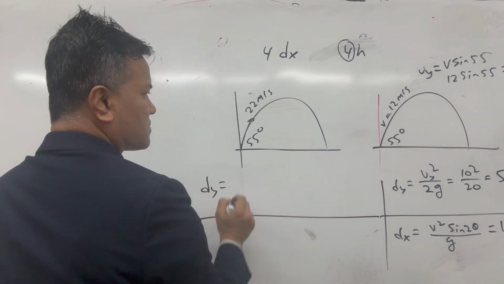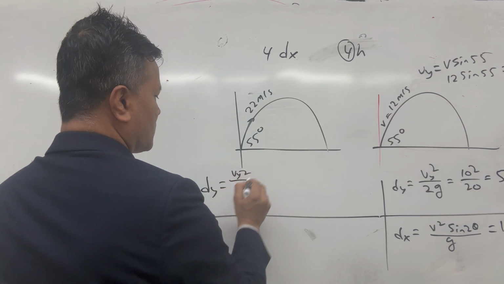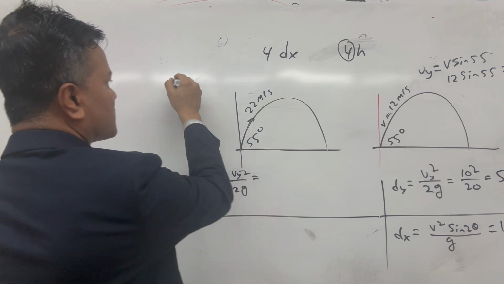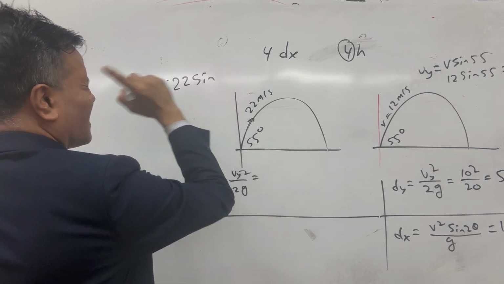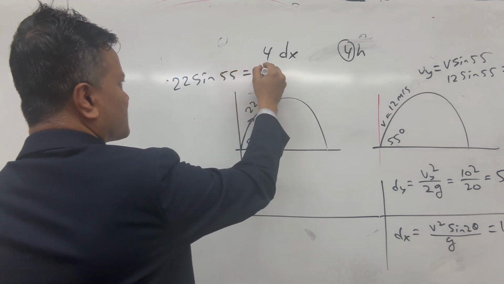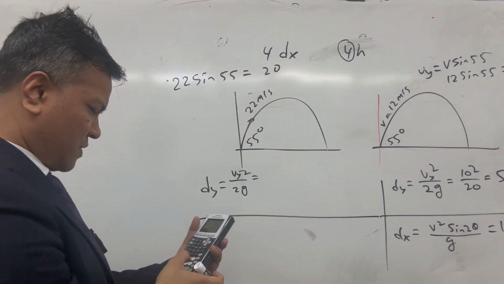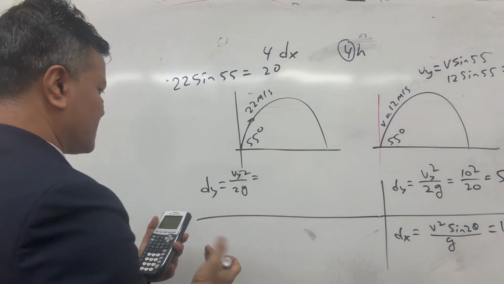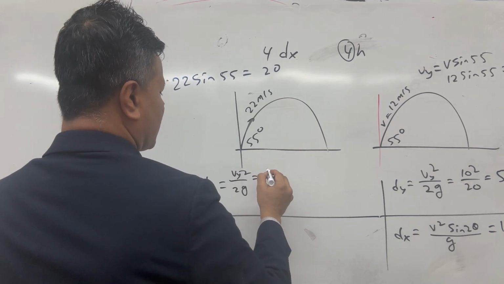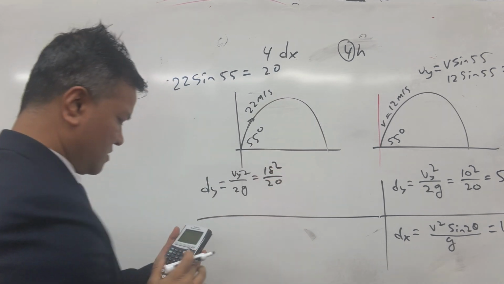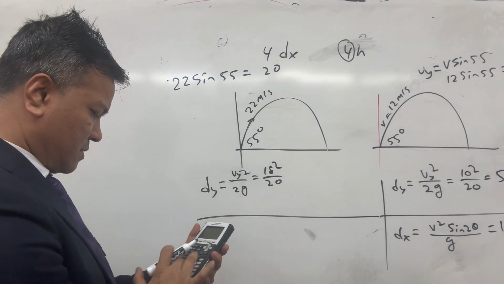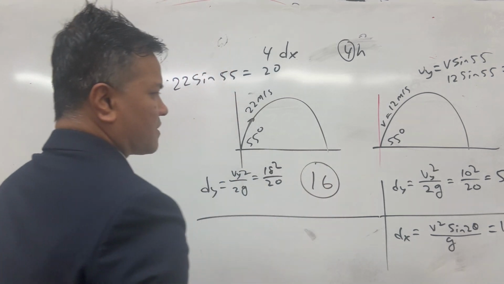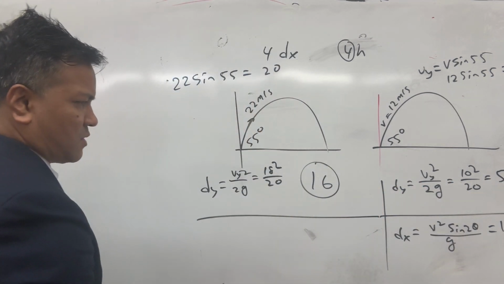But this one you have vy squared over 2g. Vy squared, I doubled it, so 22 sine 55 is 18. So 18 squared divided by 20 is 16. So this is 16. All right, a little bit more than 3 times, as you see.